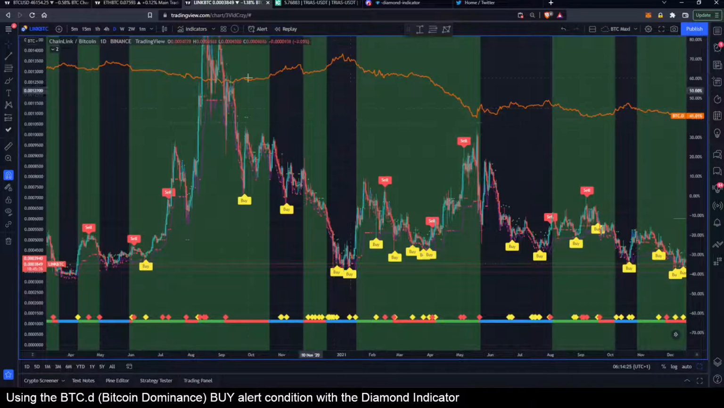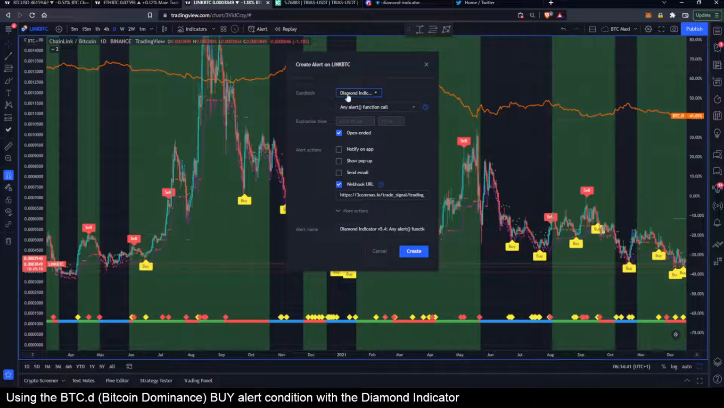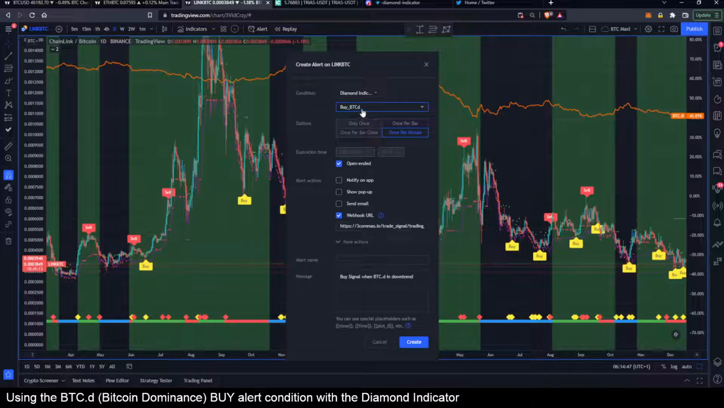Now, how do you use it? So if you're in your chart, say for example Chainlink Bitcoin, or it could be any other pair, you can either press on this alert button here, or you can go Alt A and you'll have the create alert pop up. You need to use the diamond indicator condition, and then you want to choose your alert condition here, select buy BTC.d once per bar close. You need to set your webhook depending on which platform you're using, whether it's 3Commas or Cryptohopper or some other platform. You can choose a custom alert name, and you need to put in a custom message also depending on which platform you're using.